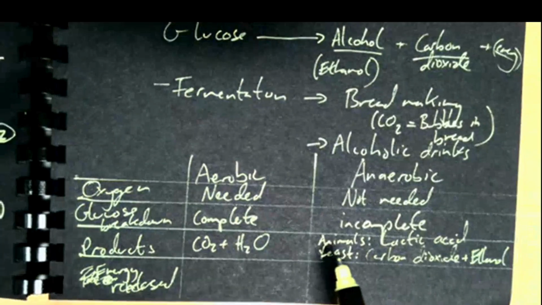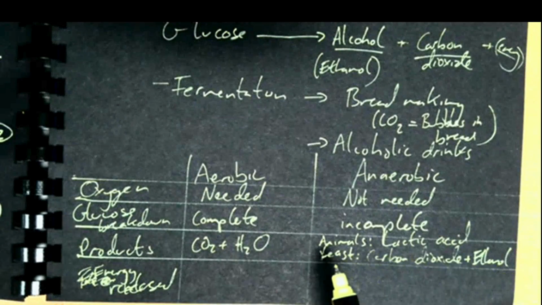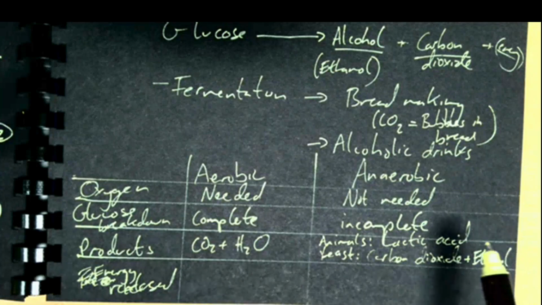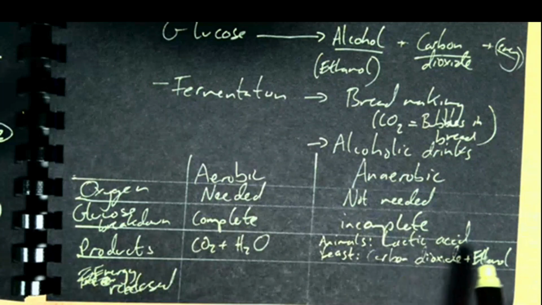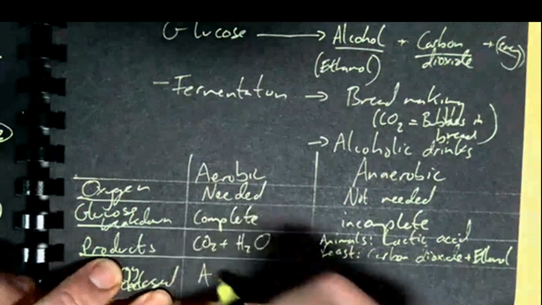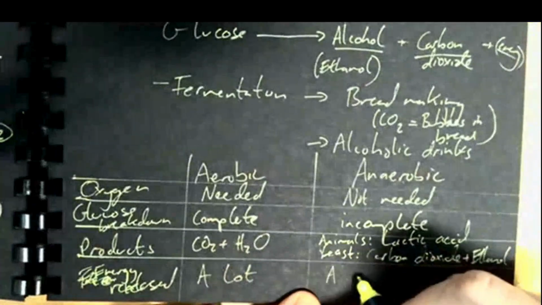And you have to use a very specific yeast to get ethanol. You can't just do this with wild yeast. If you use wild yeast, you're going to get all sorts of stuff. You get methanol, which will make you go blind. So this process has to be very carefully controlled and refined. And then the energy released, well, this is going to be a lot of energy, and then this is only a little.